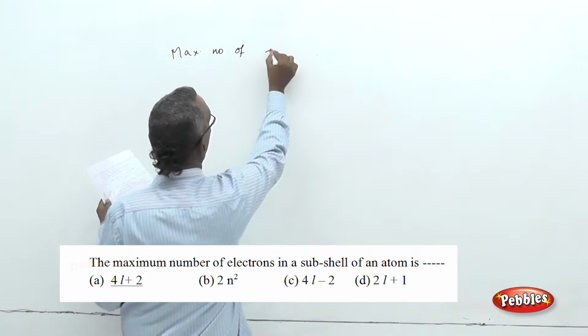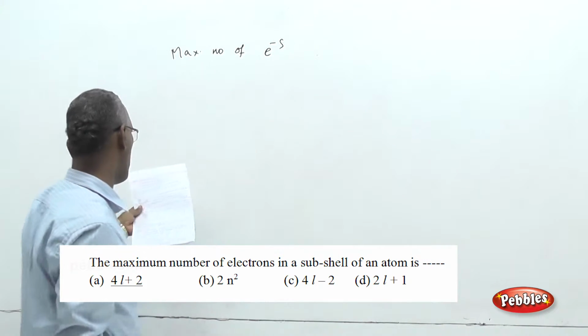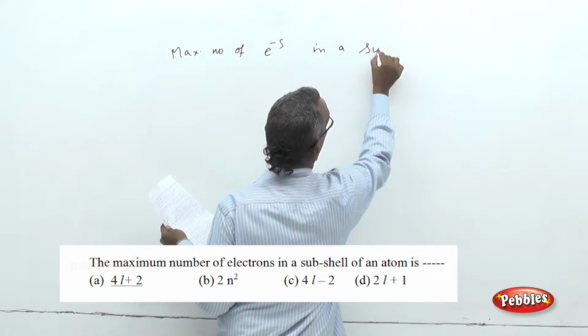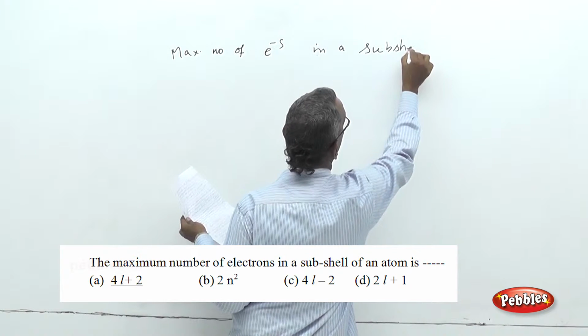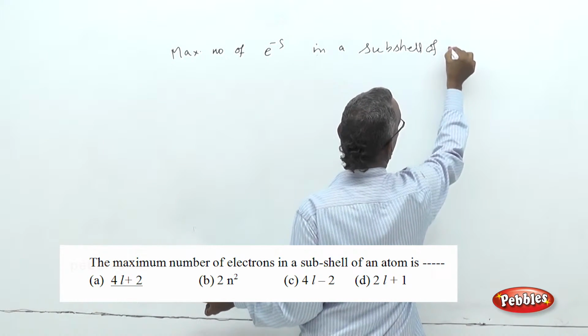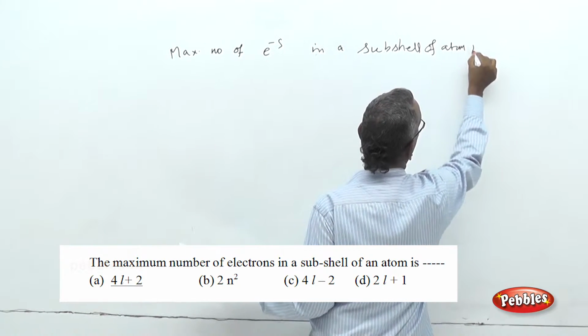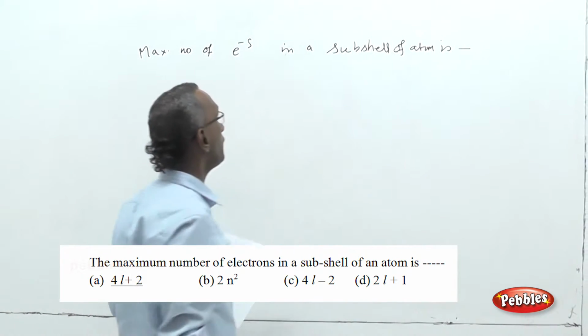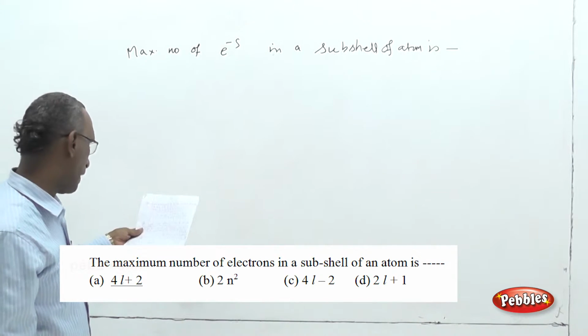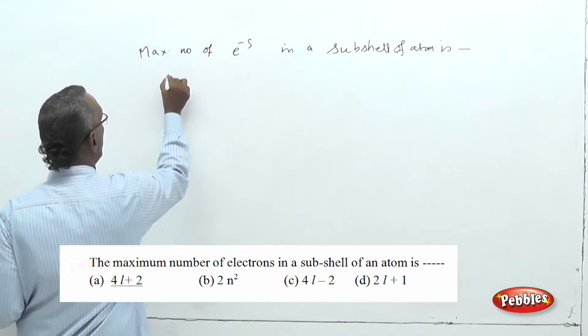Maximum number of electrons in a subshell of an atom is dash. The question reads in this fashion: the maximum number of electrons in a subshell of an atom is. There are 4 choices given.